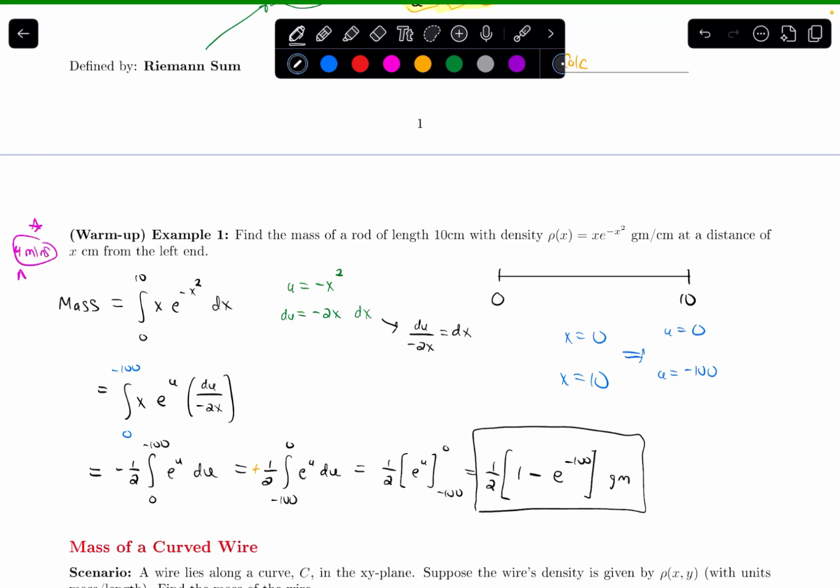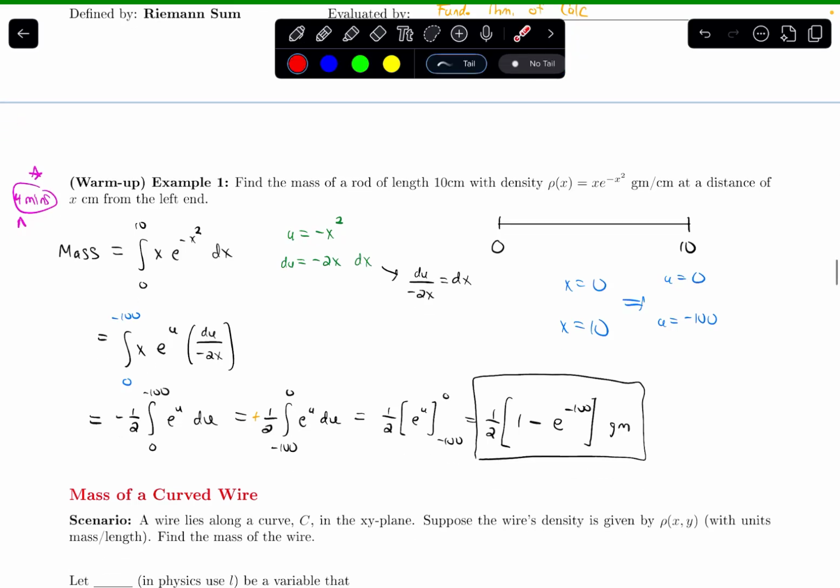In the next video, we will take a look at how we can generalize this and find the mass of a curved wire in space.